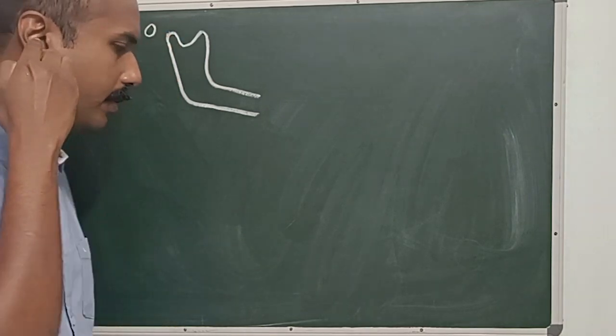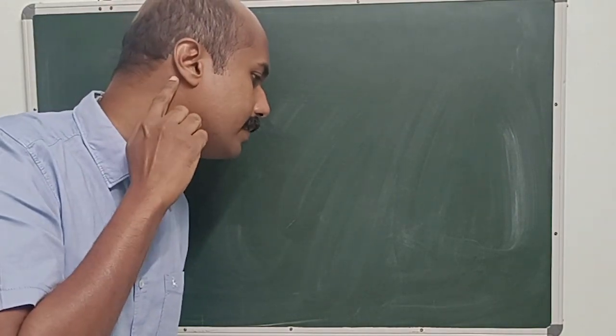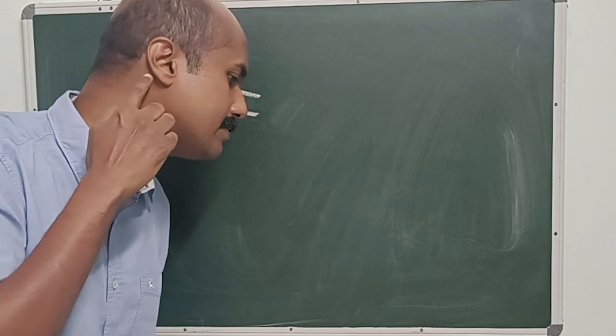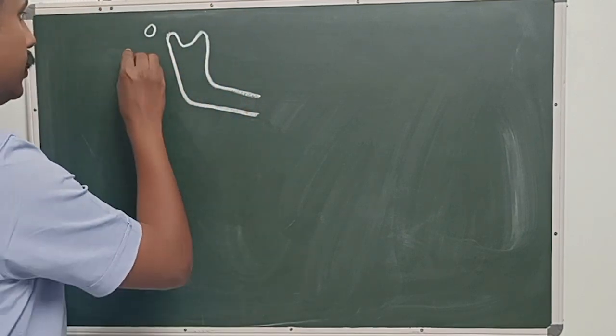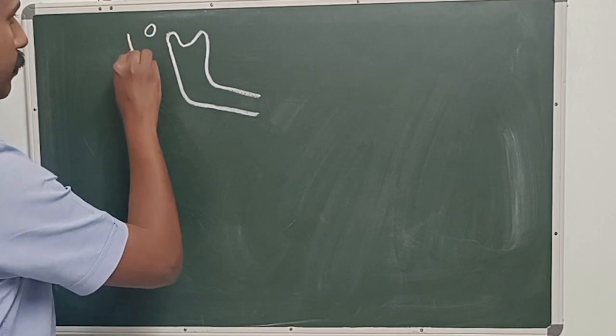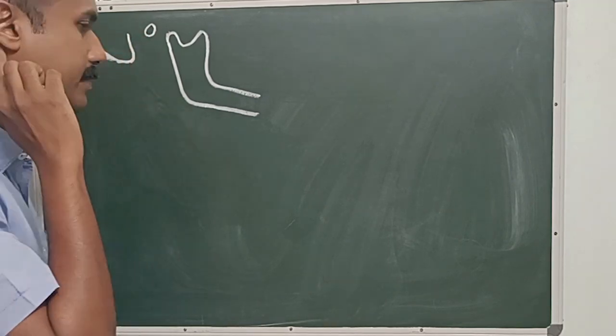This is the external auditory canal, and behind this here you can palpate a bony prominence, and that is the mastoid process of the temporal bone. So I'll draw the mastoid process of the temporal bone over here. This is the mastoid process.